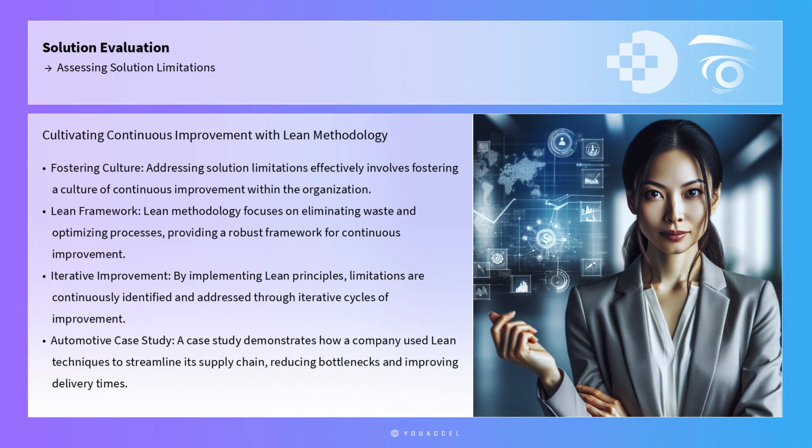Addressing solution limitations effectively also involves fostering a culture of continuous improvement within the organization. Lean methodology, with its focus on eliminating waste and optimizing processes, provides a robust framework for this purpose. By implementing lean principles, organizations can create an environment where limitations are continuously identified and addressed through iterative cycles of improvement. A case study in the automotive industry demonstrates how a company used lean techniques to streamline its supply chain, reducing bottlenecks and improving delivery times.